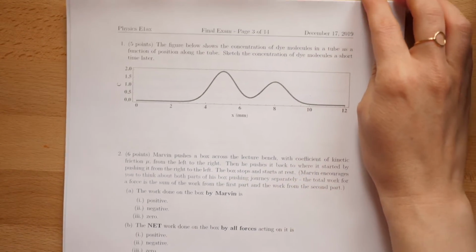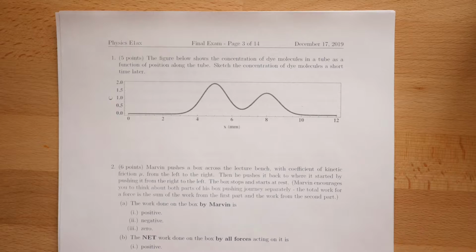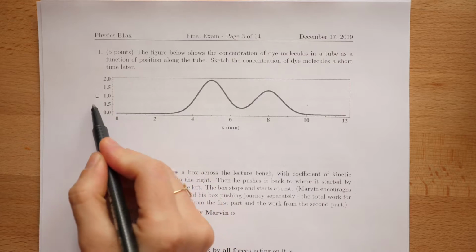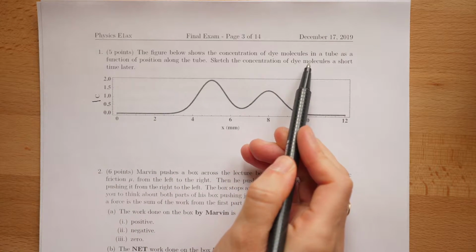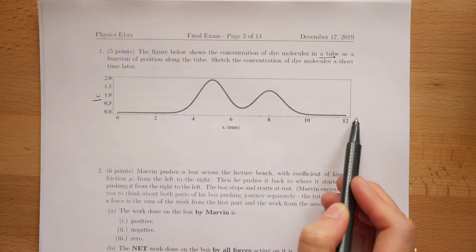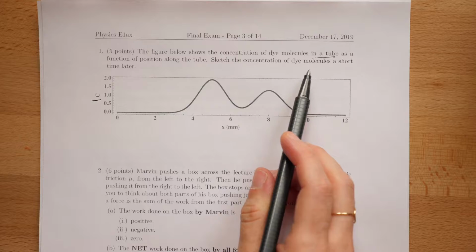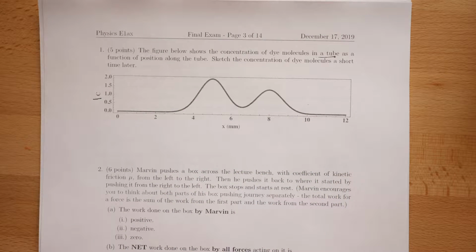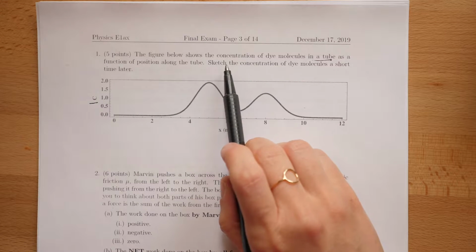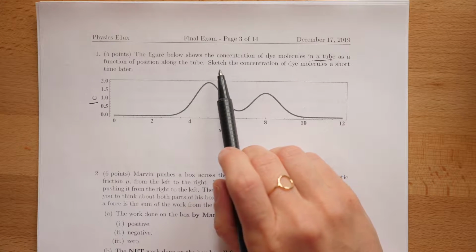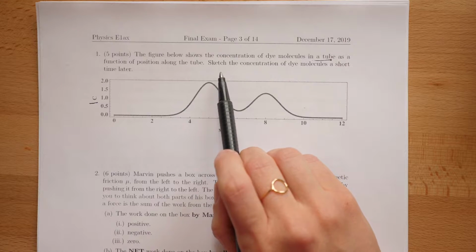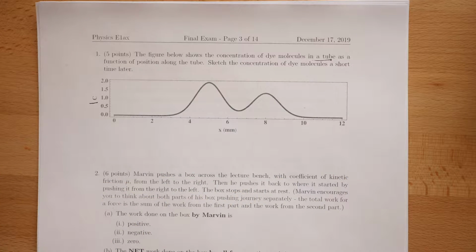Alright, so first question we have here says the figure below shows the concentration of dye molecules in a tube as a function of position along the tube. Sketch the concentration of dye molecules a short time later. Okay, so this is talking about concentration, and we know that we started talking about concentration when we talked about Brownian motion and diffusion.